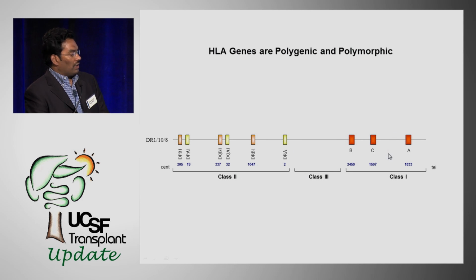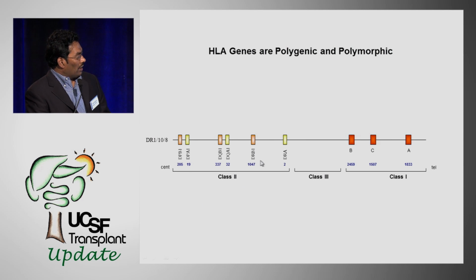In the class 1 region, we have 3 genes, HLA-A, B, and C. In the class 2 region, we have 3 sets of genes: the DR gene, the DQ gene, and the DP gene. In each set, we have an A gene and a B gene. The A gene encodes the alpha chain, and the B gene encodes the beta chain. These combine and are expressed as one DR molecule. So you have one DR, one DQ, and one DP, each from an alpha chain and a beta chain. And all these genes are polymorphic.